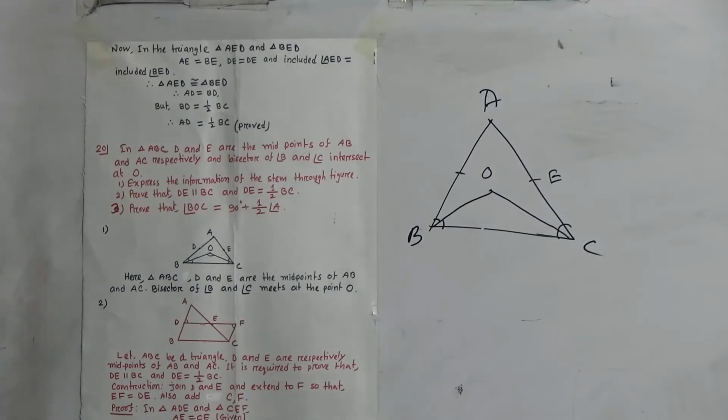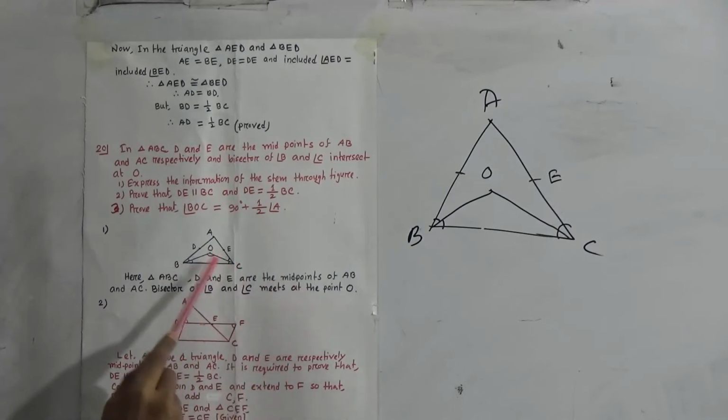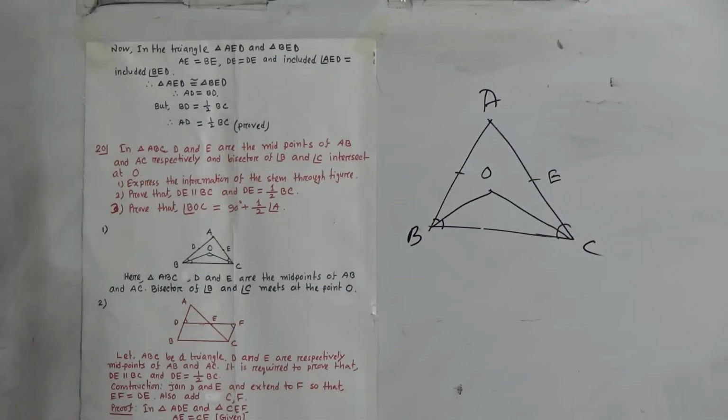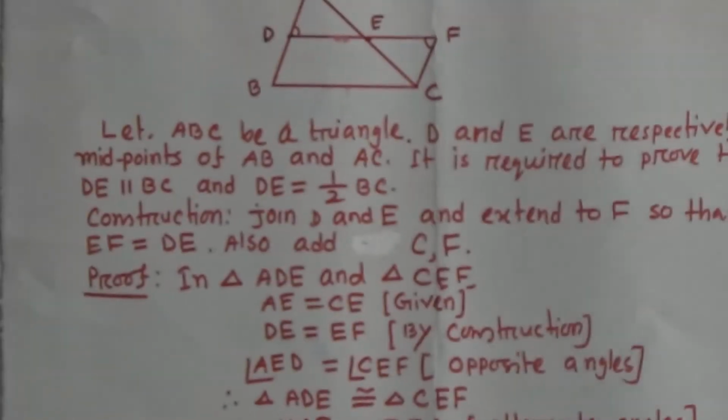Students, this is the figure using the information. So I have written here: triangle ABC, D and E are the midpoints of AB and AC respectively, and the bisectors of angle B and angle C meet at the point O. Students, I hope you understood question number one. Now I will solve question number 2.